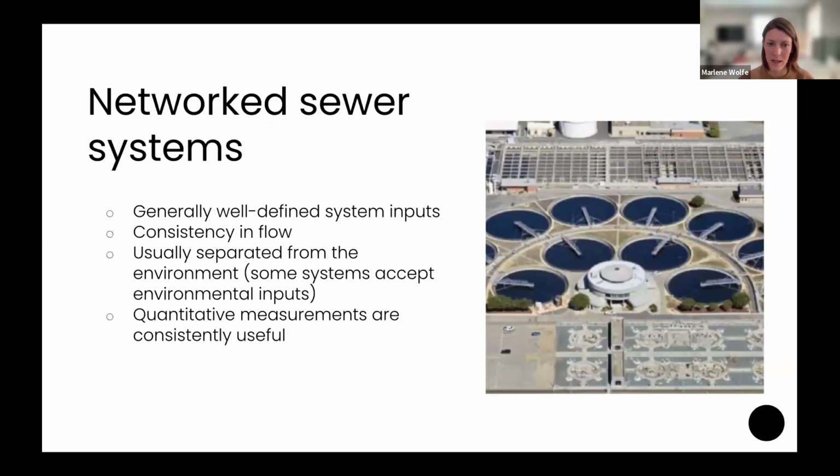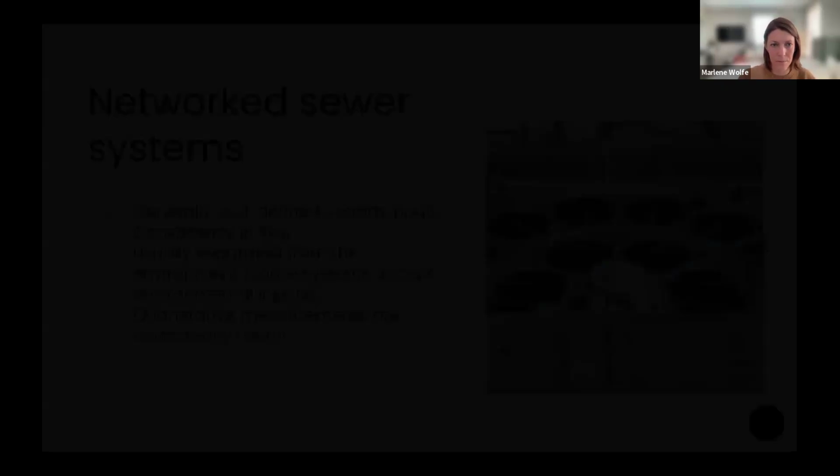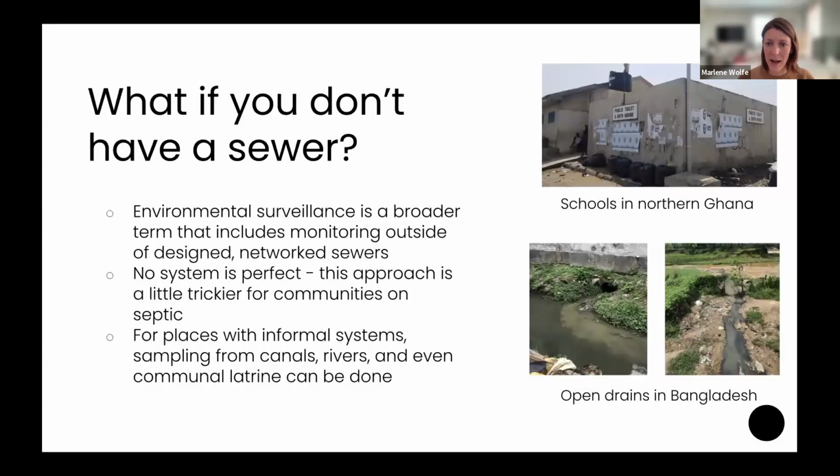We can compare day to day and week to week the concentration we observe, and that is related to the number of people who are sick in the community. If you don't have a sewer, that quantitative relationship is a little bit more difficult. But this environmental surveillance is a broader term that includes monitoring outside of the designed and networked sewer systems. No system is perfect. And so this can be a little trickier for communities that are on septic, for example, where it's not a very large group of people who are contributing to that same sample.